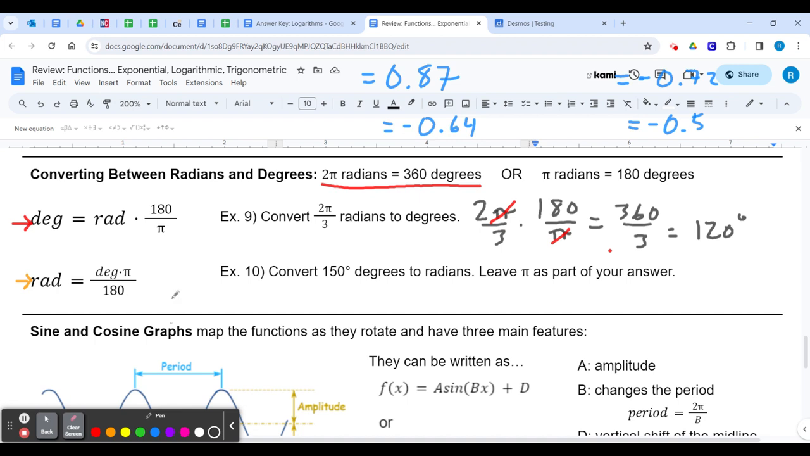If we're going the other direction, converting degrees to radians, we're going to use this other formula. So we use our 150 times pi over 180. And we want to leave pi as part of our answer. So we just want to simplify this down into simplest form. I'm going to start by dividing out 10 from top and bottom, so I get 15 pi over 18. Then I notice I can divide out a 3 from top and bottom, so I get 5 pi over 6. And that is as simple as I can take it, so I'm going to stop it right there.